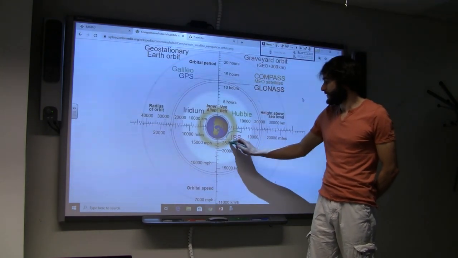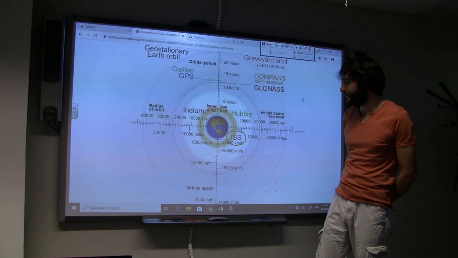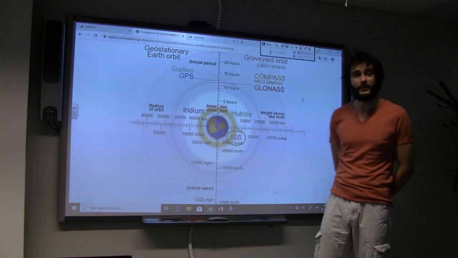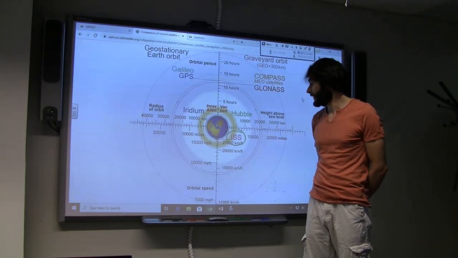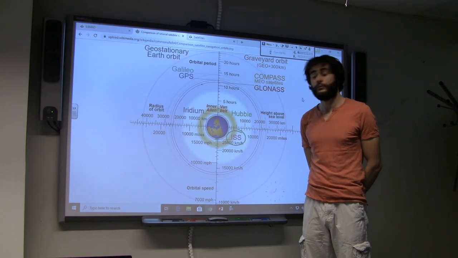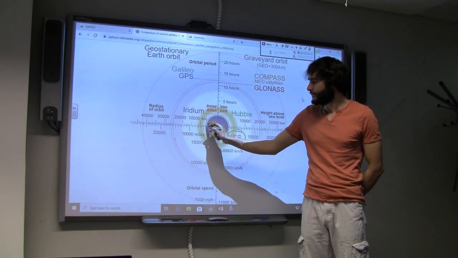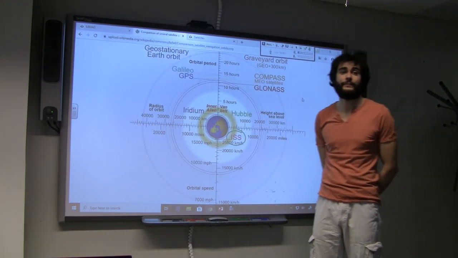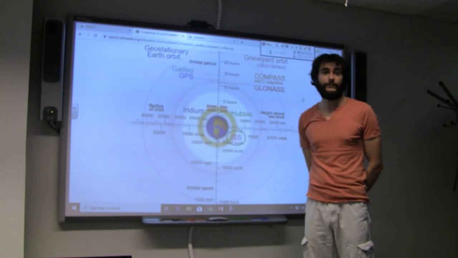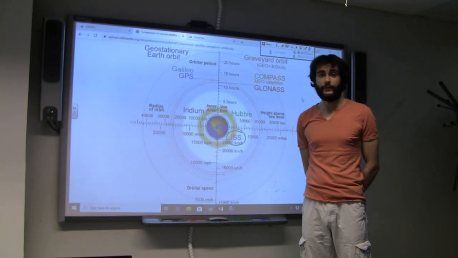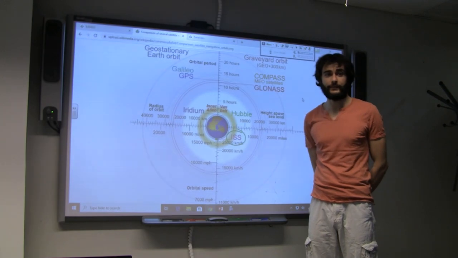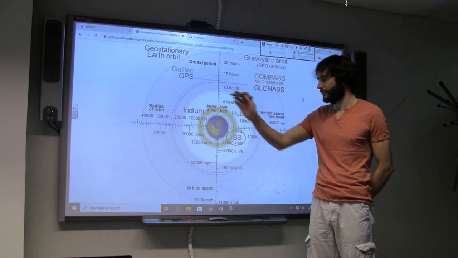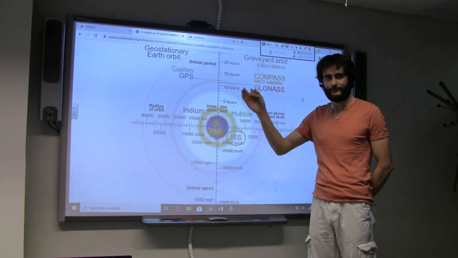For example, the International Space Station is somewhere here, very, very close to the Earth, and really moving really fast. They need to move fast. You will notice that the things that are closer to the Earth are moving faster than the things that are away from the Earth. This is because otherwise they would fall. Gravity doesn't just go away when you go farther away from the Earth. It's still there. But the speed at which you are moving has to be fast enough so that when you move towards Earth, you keep the same radius.